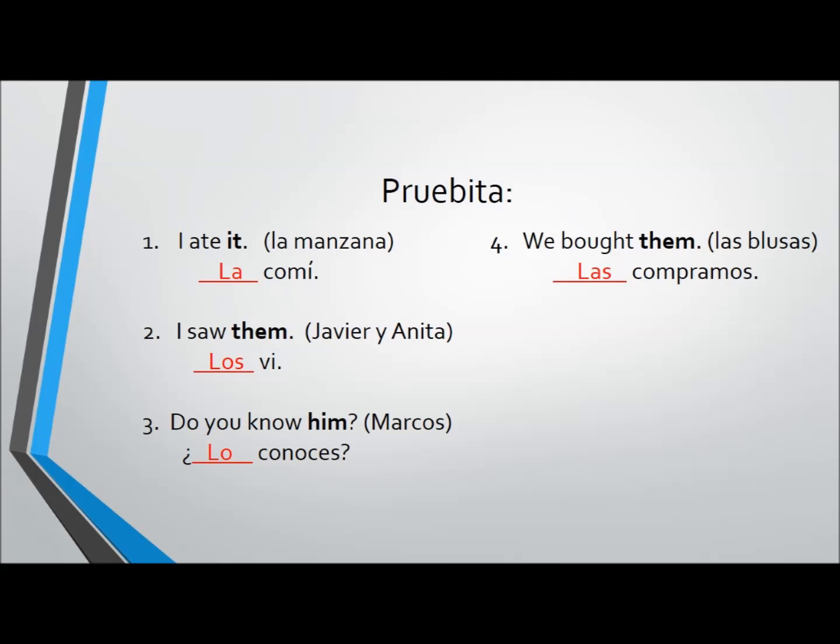I ate it, talking about the apple, feminine noun. La comí. I saw them, Javier and Anita. Javier is a guy, so it's masculine form plural, los vi. Do you know him? Talking about Marcos, it's a guy. Lo conoces? And then, of course, we bought them, talking about the blouses. Those are las blusas, feminine plural, las compramos. If you think you know it, then go ahead and go on to the next question.